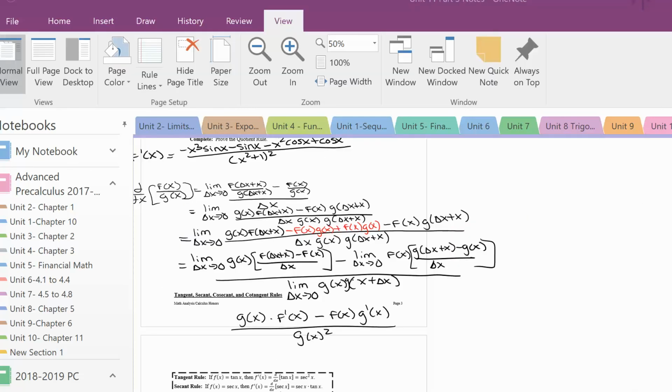All right, so finishing up by adding and subtracting f of x times g of x, we're able to factor out a g of x from the first two terms, and then we're able to factor out an f of x from the second two terms, and then we'll take the limit of everything separately, and that's where you get g times f prime minus f times g prime all over g of x squared.